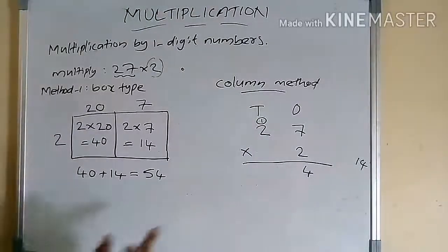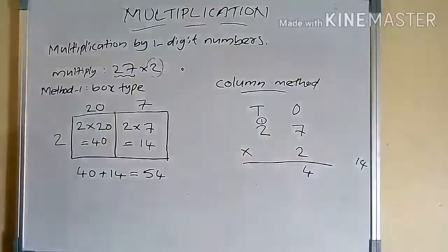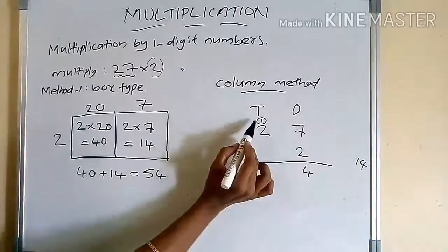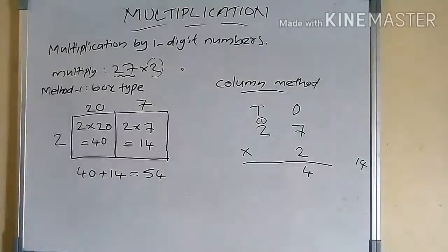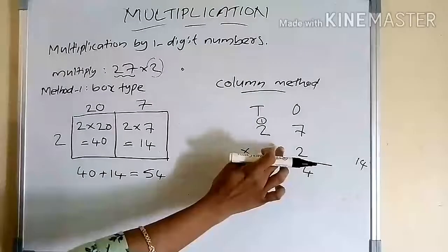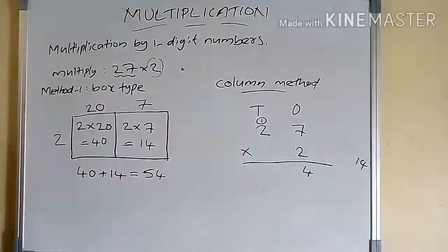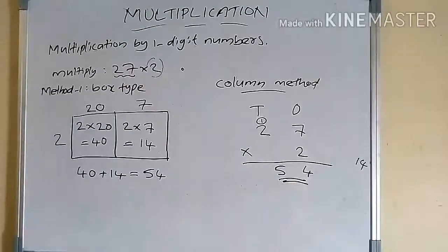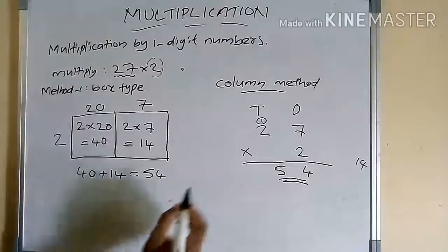Next, multiply 2 into 2. What is the answer? 2 into 2 is 4. And add the carried over number 1. So, 4 plus this 1 is 5. So, what is the total answer? 54.